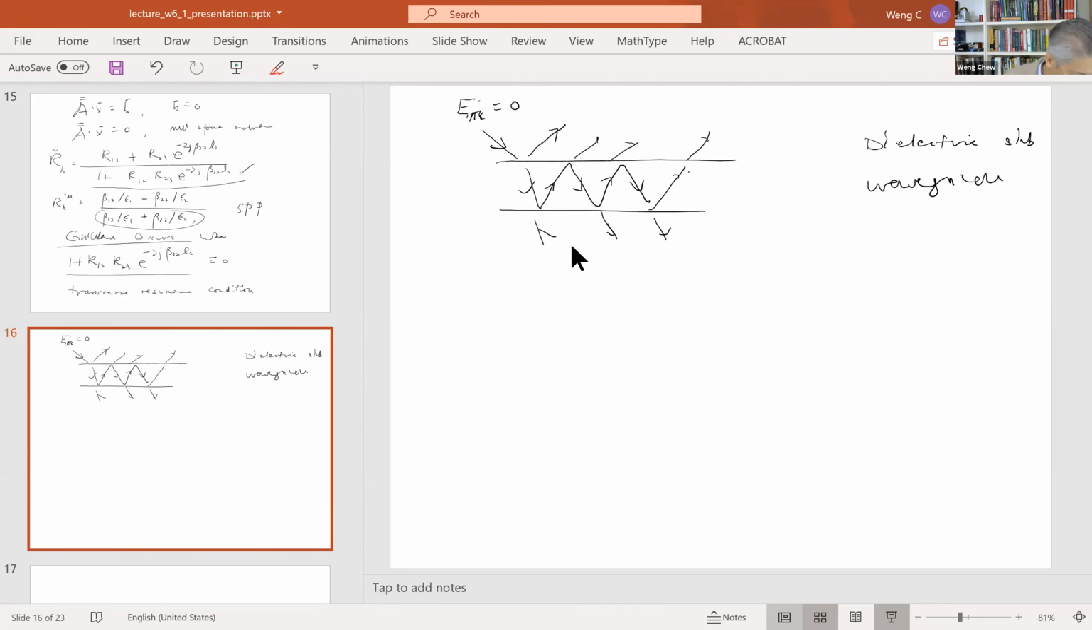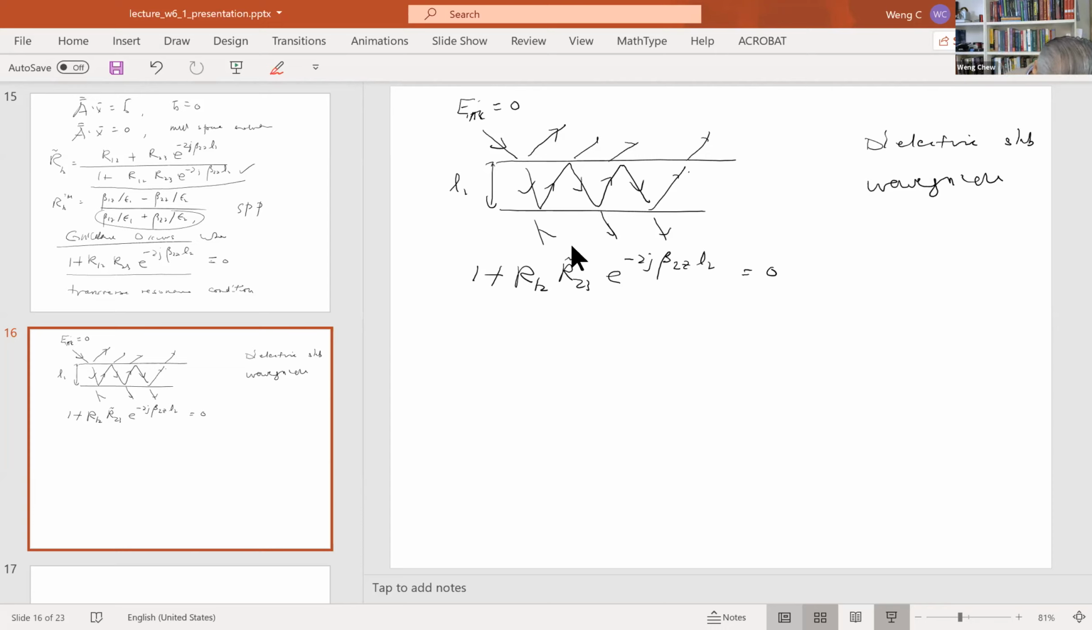And I said before, that is given by 1 plus R12 R23. In the general case, if this is more than 2 layers, you will put the R23 tilde over there, e to the minus 2j beta 2z L2, where L2 is the thickness of this region. This is very similar to the homogeneous solution of a PDE or ODE and the null space solution of a matrix problem.